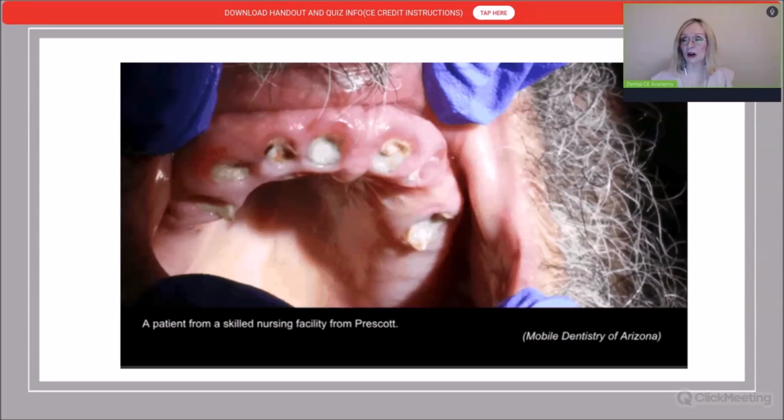This is a case by our colleagues here, Mobile Dentistry of Arizona, and I want to give a shout out to Ann Ross, who's the owner. She's been a hygienist for many years. Excellent program. And this was one of their patients from a skilled nursing facility in Prescott. And by the way, these photos were used by National Public Radio when they interviewed us.